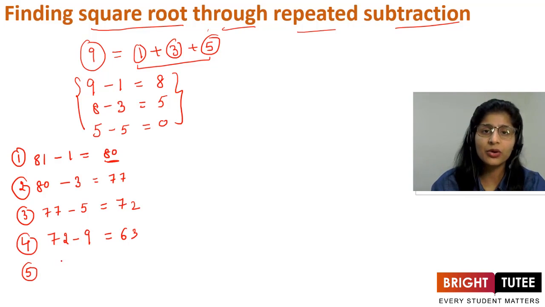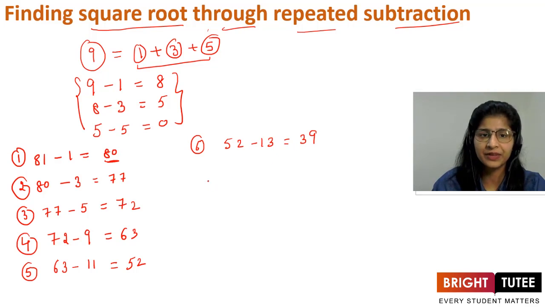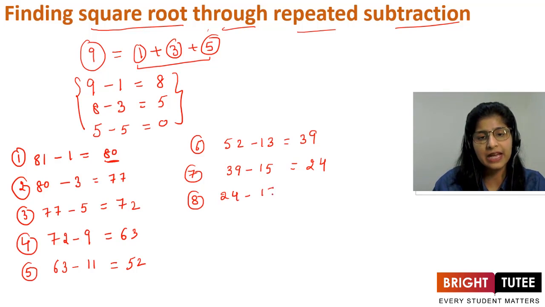The fifth step is, we are going to repeat the steps until we get 0. 63 minus what is the next odd number? It is 11. So if we subtract 11 from it, we get 52. Right? Now the sixth step will be, from 52, what is the next odd number? It is 13. So we will subtract 13 from it. We get 39. Right? Seventh step is, from 39, we will subtract 15. So from 39, if we subtract 15, what do we get? We get 24. Now, eighth step, from 24, we will subtract 17. Right? So from 24, subtract 17. What do we get?